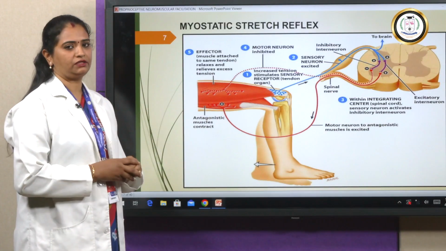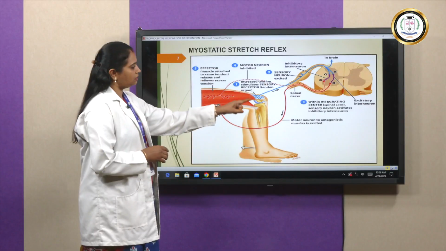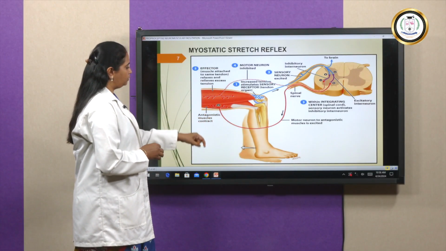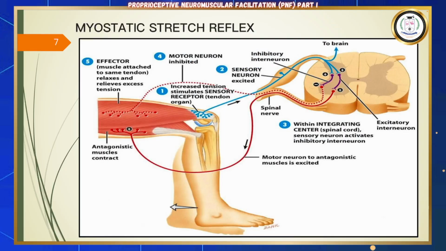They have two pathways. One is the inhibitory pathway and one is the excitatory pathway. The darker red line, which is the excitatory neurons, will exit out, and the agonist contracts. The effector organ relieves tension due to the inhibition of the neurons.